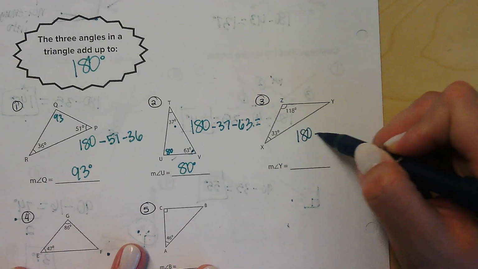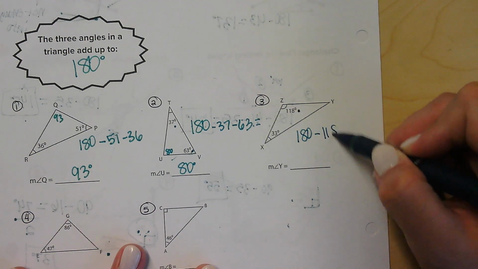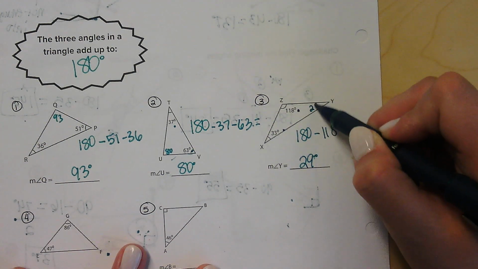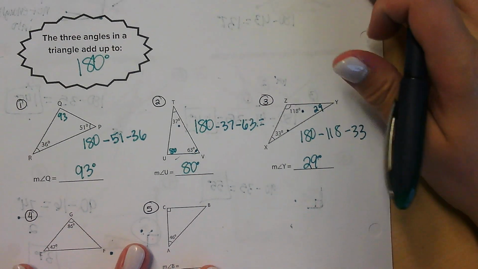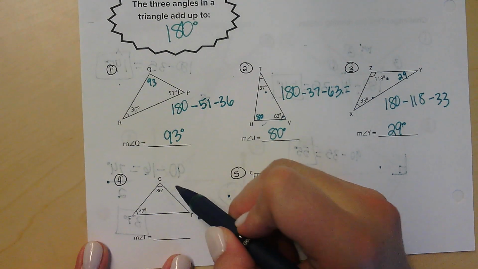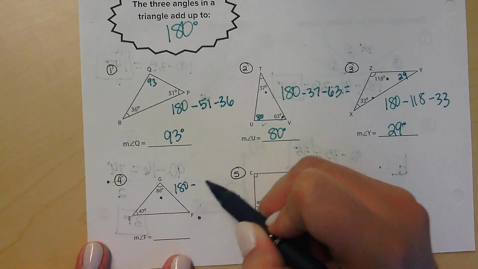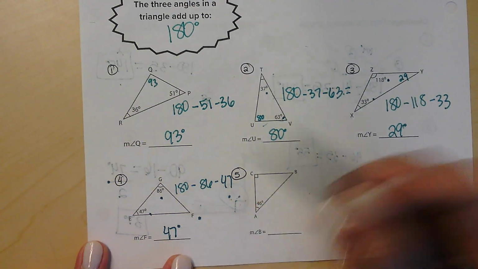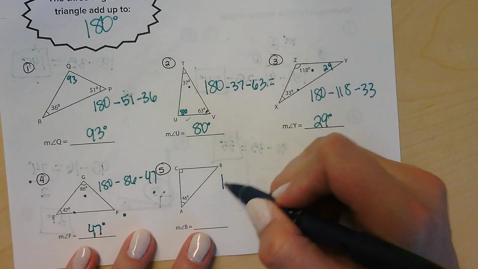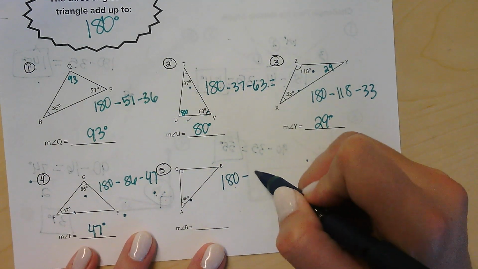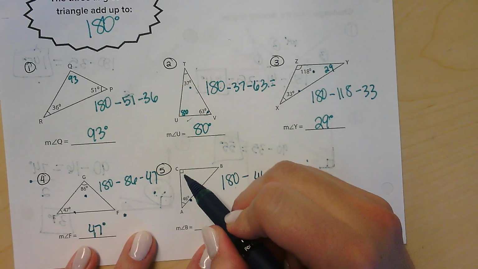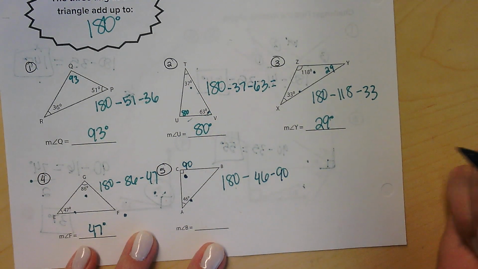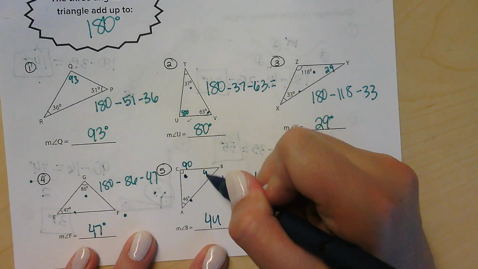Number 3, 180 minus 118 minus 33. That is 29 degrees. Angle Y is 29 degrees. 180 minus 86 minus 47. That is 47 degrees. 180 minus 46. This angle is a right angle, and a right angle is 90 degrees. So I'm going to subtract that 90 degrees, and I will get 44 for angle B.